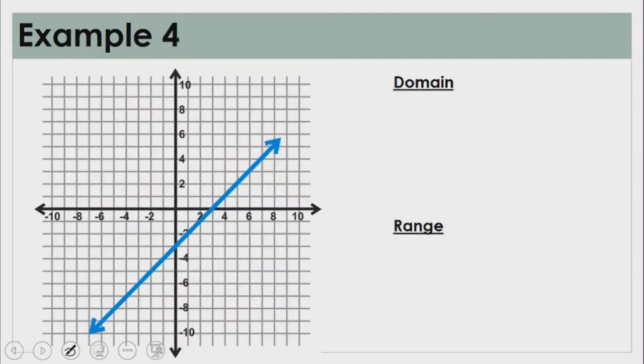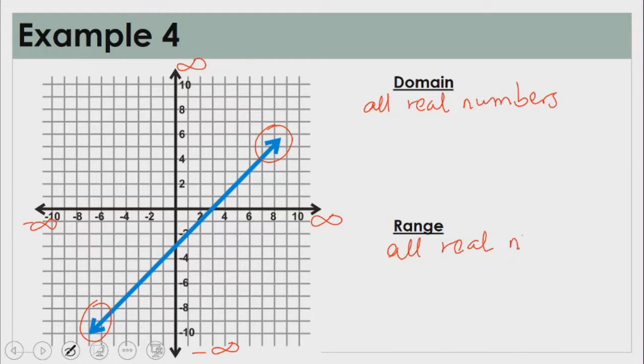For example 4, we have a graph with arrows on both sides. That means for the domain, it goes from -infinity to infinity. It has no end. For the range, it also goes from -infinity to +infinity. So the domain and range are going to be all real numbers. We can still write it as an inequality, in case you are wondering how. We can write x is an element of all real numbers, and that's it.